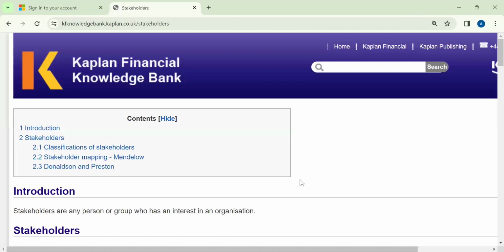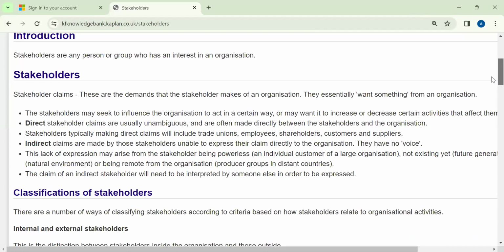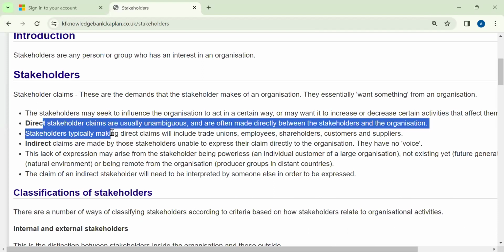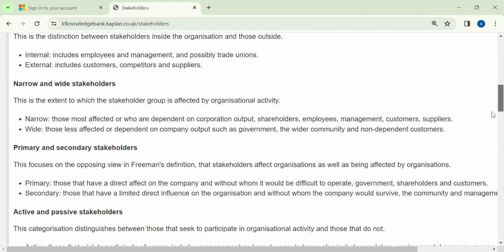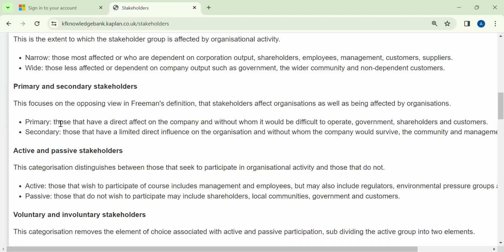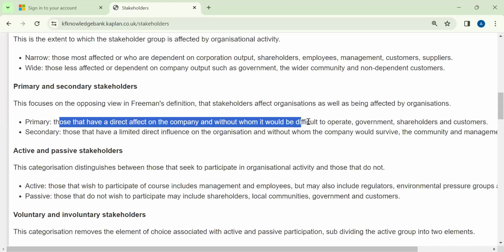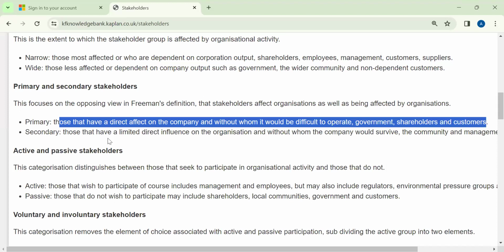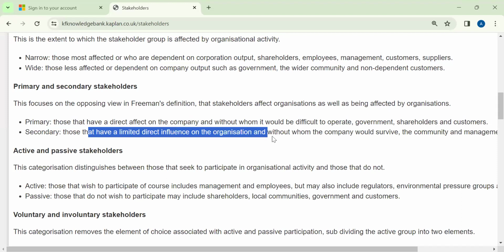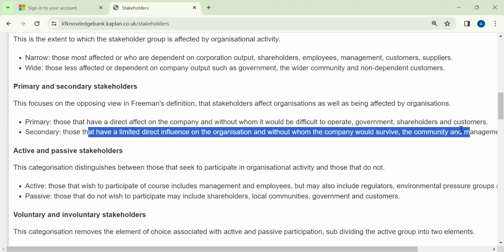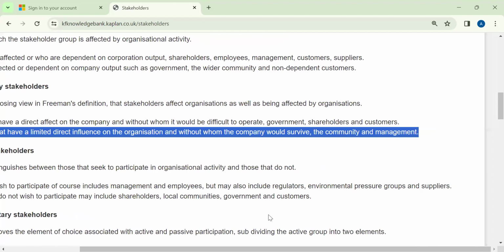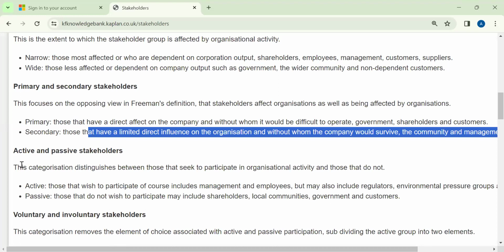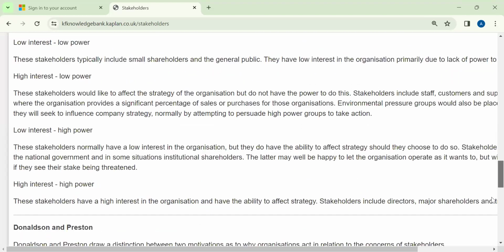Then you have various stakeholder analysis models, classification, direct versus indirect stakeholders. Primary versus secondary stakeholders: primary are those who have a direct effect on the company and without whom it would be difficult to operate, the government, shareholders, and the customer. Secondary are those who have a limited direct influence on the organization. Then we can look at active versus passive, voluntary versus involuntary. So these are different types of stakeholders, and the power interest matrix.